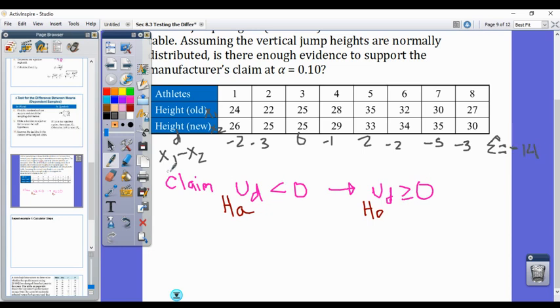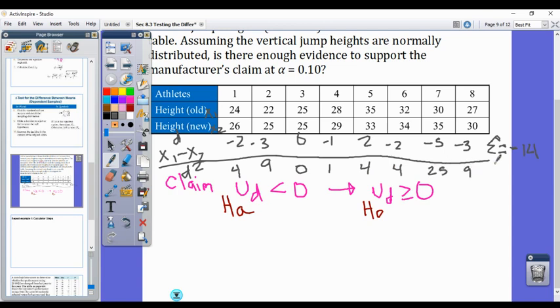All right, so the other thing that I'm going to do, and I kind of ran out of room a little bit, is I'm going to square each of these because I'm going to need that later for one of the formulas. Okay, so D squared. So we'll get 4, 9, 0, 1, 4, 4, 25, and 9. And I'm going to add that as well to give me 56.